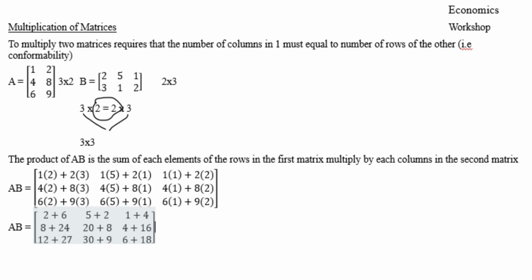So finally we have the product of AB to be 8. First element is 8. We have 7, 5, this is 32, this is 28, this is 20, this is 39, this is 39 as well, and this is 24. So this is how to find the product of two matrices.